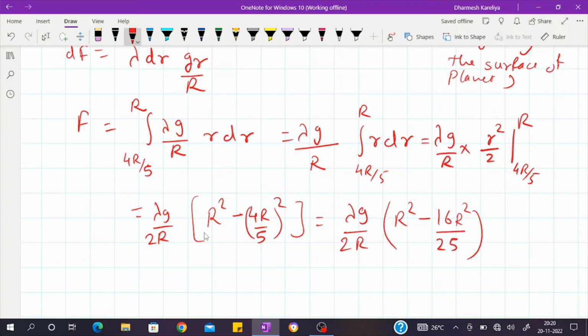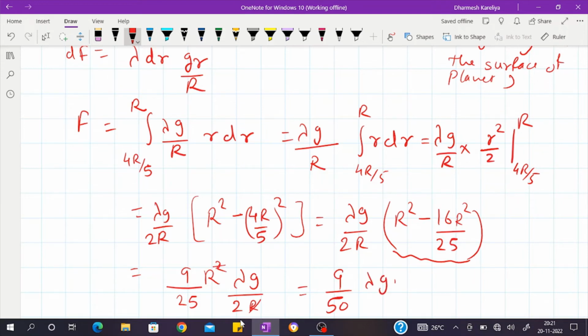So you can take R square outside. So 1 minus 16 by 25. How much is 1 minus 16 by 25? That will be 25 minus 16, which is 9 by 25. 9 by 25 R square will be the solution of this bracket, and that is what we have with lambda g by 2R. You can cancel this R and this power 2 also, and what is left is 9 by 50, lambda g capital R.